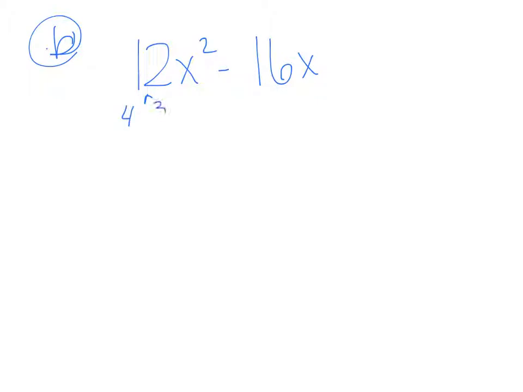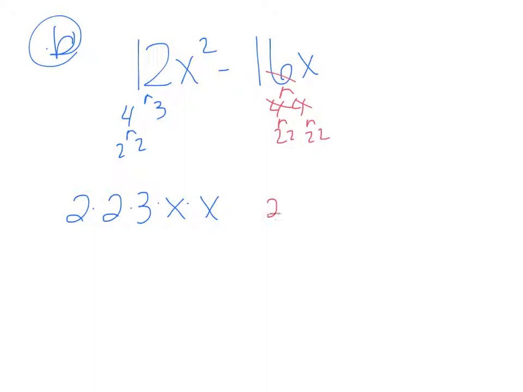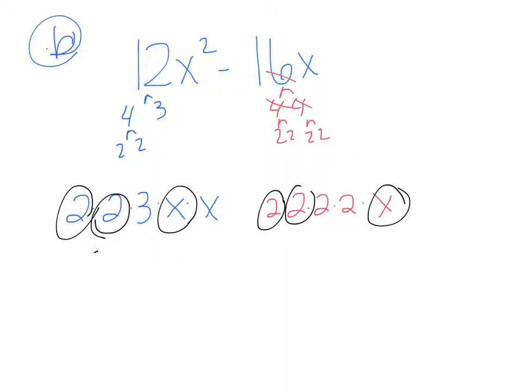Part B, example B here, we have 12x squared minus 16x. So I'm going to start by doing a factor tree and writing out my prime factorization. So I have 2 times 2 times 3 times x times x. Same thing with 16, I'm going to break that down to my prime numbers. So I have 2 times 2 times 2 times 2 times x. Now I want to see what's the same. So they have a 2 in common, another 2 in common, and an x. So they have a 2 times 2 times x, which means the greatest common factor is 4x.